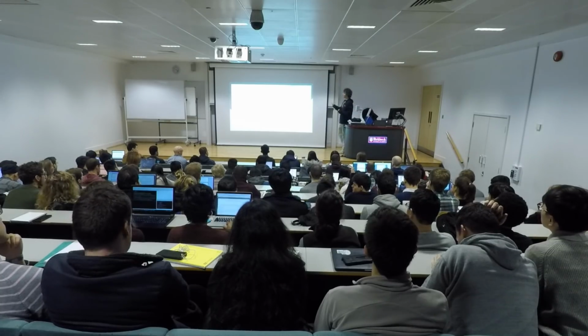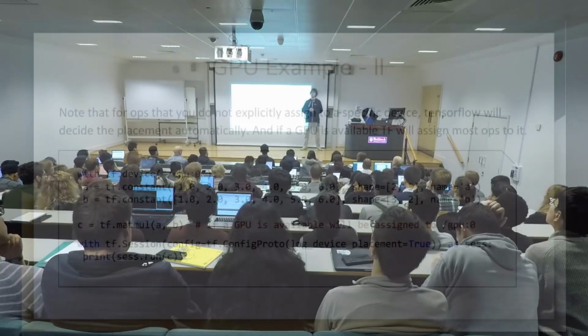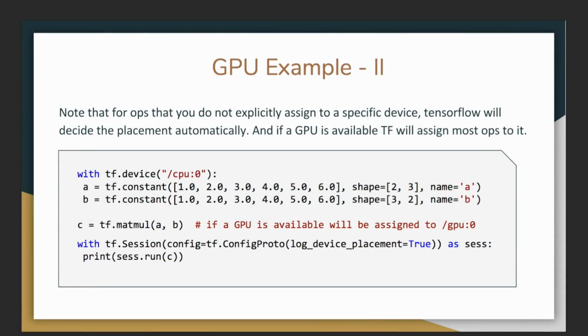So what will happen if I just do this? What happens is that you don't need to annotate your graph. TensorFlow by default has an automatic placement procedure that will try to do its best, according to some heuristic and what it can and cannot do, to assign the different ops to different devices.